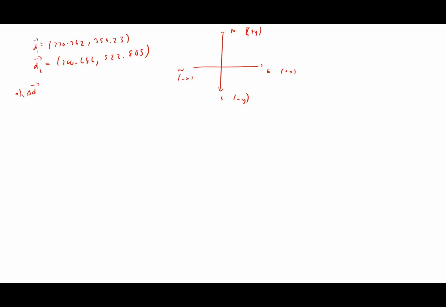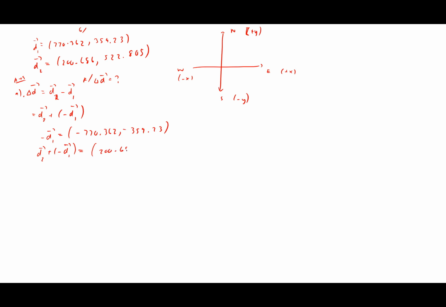So this was what part 8 was asking us. It was, what is the scalar's displacement, right? And this is basically your analysis and the solution, which you can combine together. This was what was given, right? And what you're trying to find for A here is displacement. And the displacement is the final, which is the second position, minus the initial position, okay? So you're basically doing vector addition of your opposite vector of position 1. So your opposite vector of position 1 here is negative 770.362 and negative 359.23, right? And if you're adding this with D2, you're just adding the components together, right? So you're basically doing 200.686 minus 770.362 and 522.805 minus 359.23. Okay, this should be a 2 here.